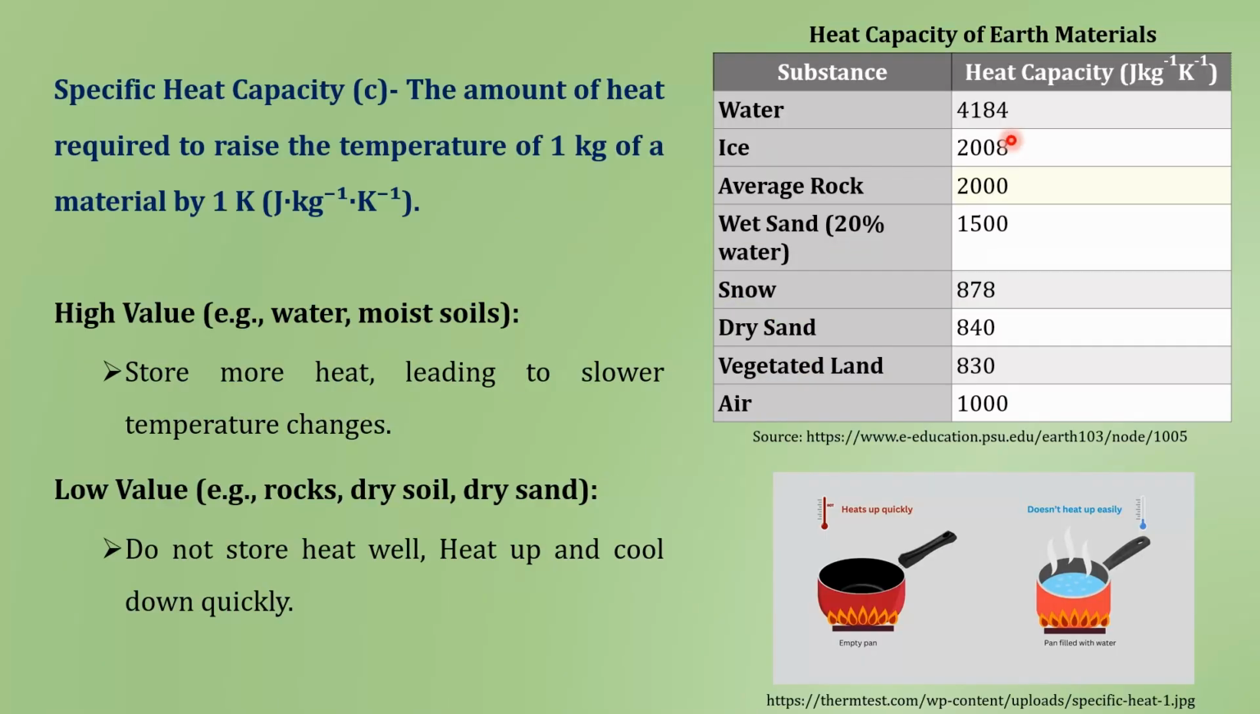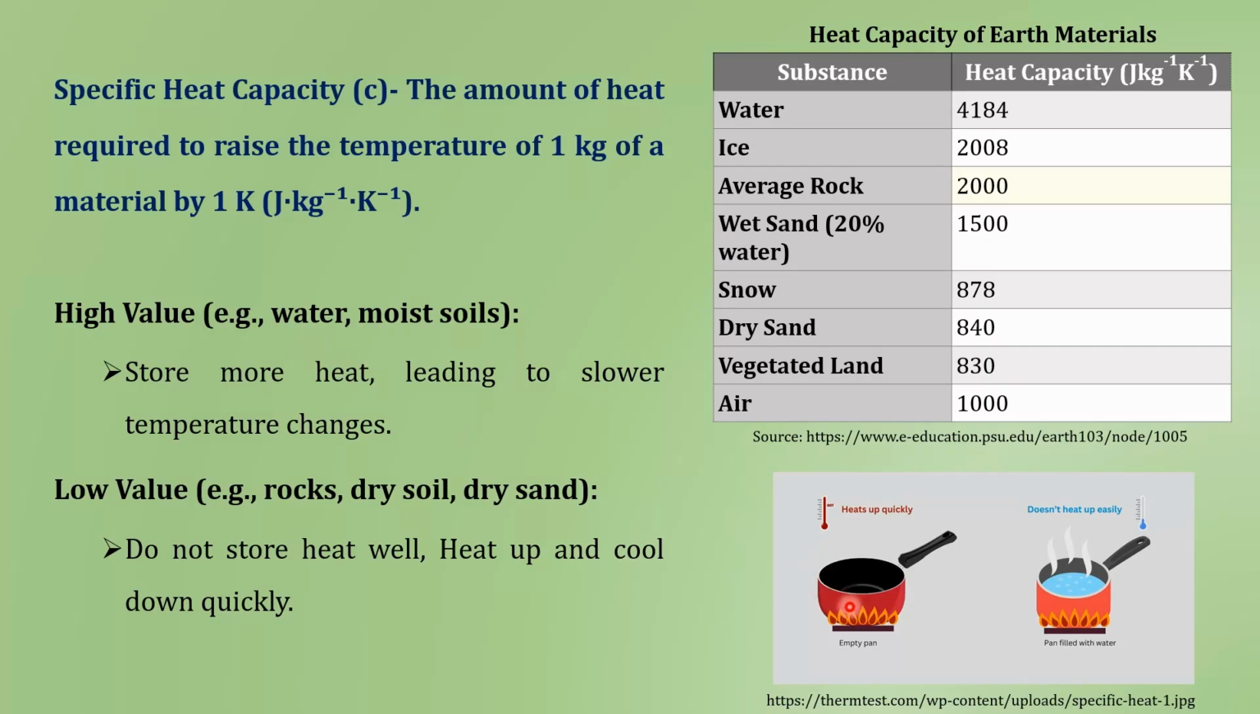In this table, we have the specific heat capacity of different substances on the earth. We can see water has the highest heat capacity, 4184 joule per kg per Kelvin, which indicates that to raise the temperature of 1 kg of water by 1 Kelvin, we will need 4184 joules of heat. A high value of thermal capacity, as in the case of water and moist soil, indicates that the materials can store more heat, and it leads to slower temperature changes, as we can see in this illustration.